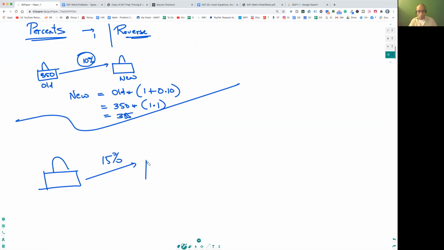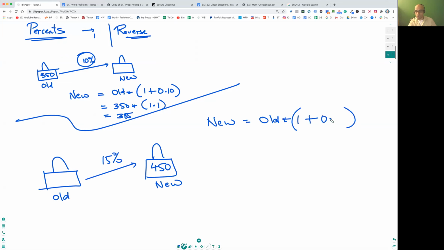Now, the new price, guys, I'm going to give you this new price. It's 450. The new price is 450, and they're asking you the old price. Now you're going to use the same formula. You're going to use new is equal to old times 1 plus the percent value, which is 0.15, and try to calculate what's the old price.